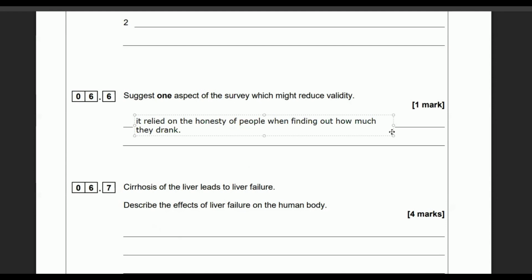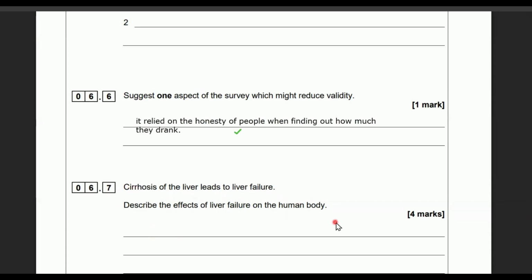Also, maybe the spacing of the drinking. Some people might drink 1 glass a day. Other people might just have 10 glasses of wine on a Friday night and then don't drink for the rest of the week. We're not sure how that affects the liver because they didn't take account of the spacing of the drinking. Right, cirrhosis of the liver leads to liver failure.